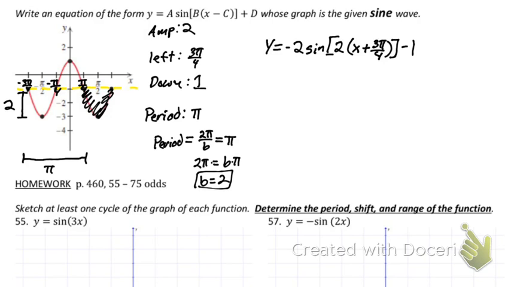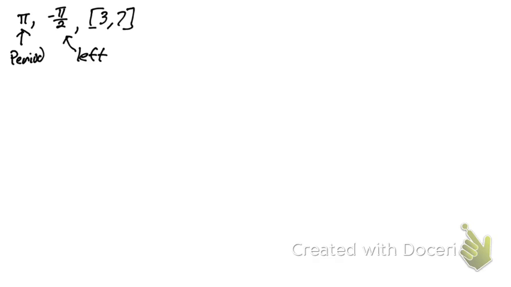41. So 41 gives us 3 bits of information and asks us to come up with a formula. It gives us pi, it gives us negative pi over 2, and it gives us 3, 7. Well, this first thing is the period. The second thing is saying it needs to go left pi over 2, and this last thing is the range.